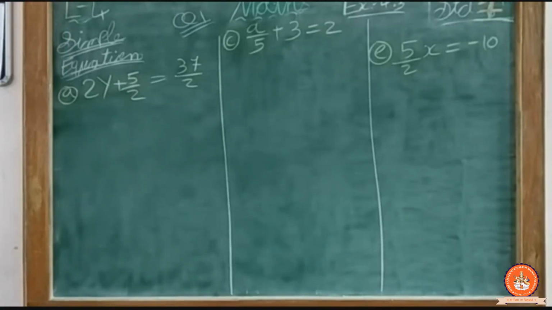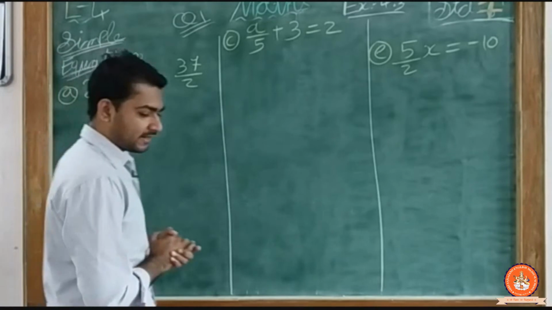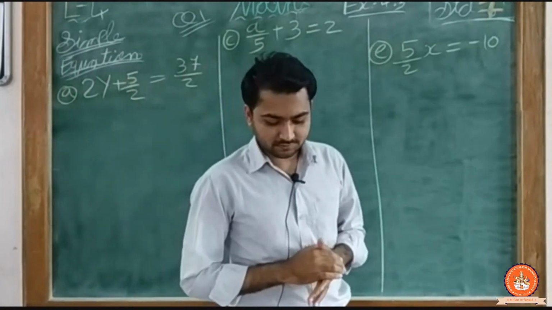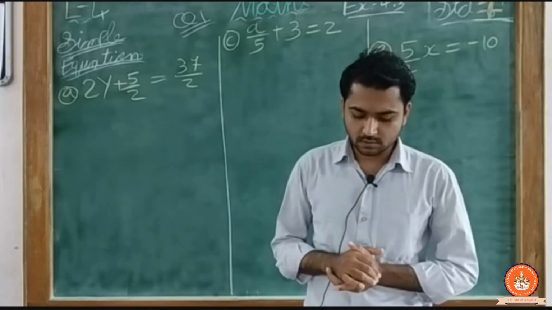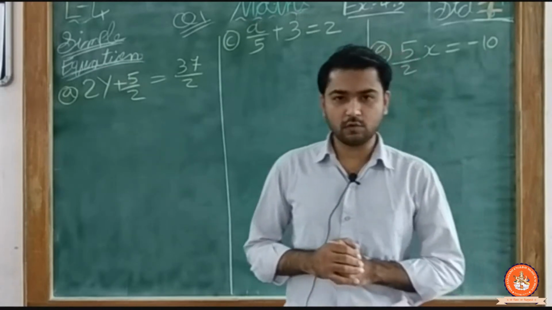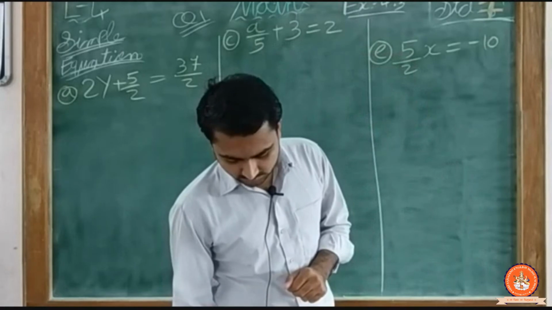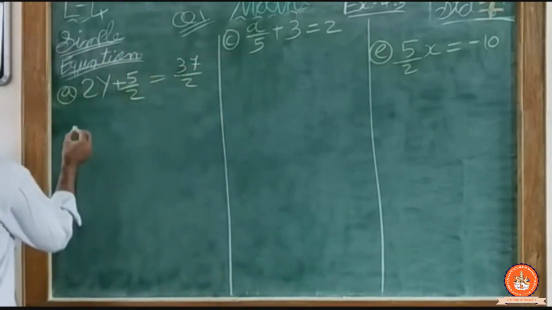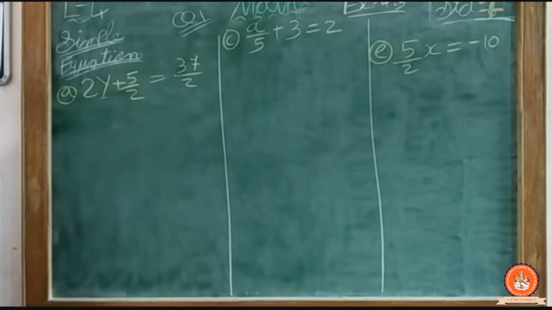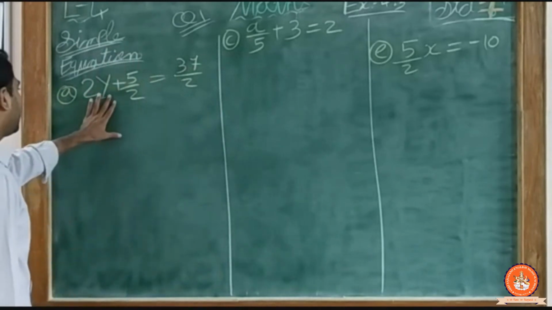Yes students, now coming on to exercise 4.3, question number 1. I have written the question on the board. The first question is 2y plus 5 by 2 is equal to 37 by 2. Now we have to solve the following equation. So in this we have to find the variable. Which variable? That is y. Solving means we have to find the y.